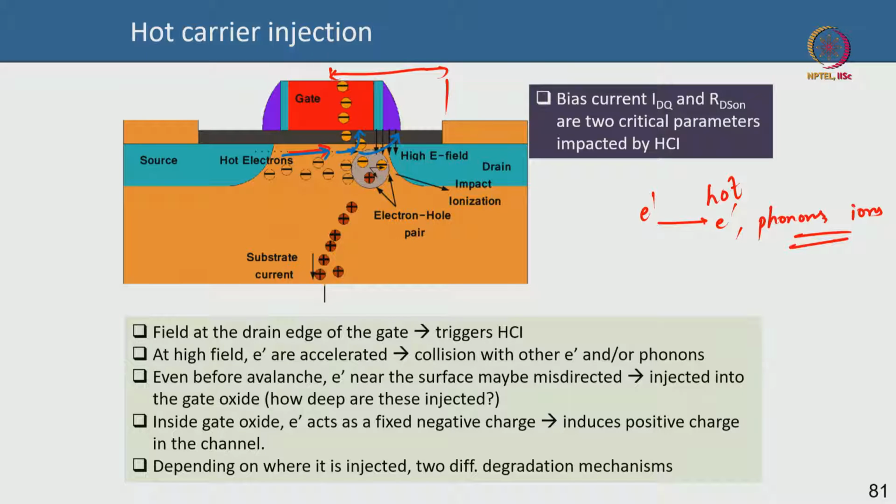But electrons that are highly energetic have a tendency to be misdirected and enter the gate oxide, and they may enter the oxide above the drift region, okay. This primarily happens because of the high field that exists between the gate and the drain, and the peak of the electric field, as we have discussed in many cases, exists near the drain edge of the gate. Now depending on where these highly energetic electrons are injected, they might be injected in the oxide below the gate or in the oxide above the drift region. Two different consequences may happen, okay. Overall, the on current or the saturation current and the on resistance of the device are impacted by hot carrier injection, and that's why it's a major reliability concern, okay.